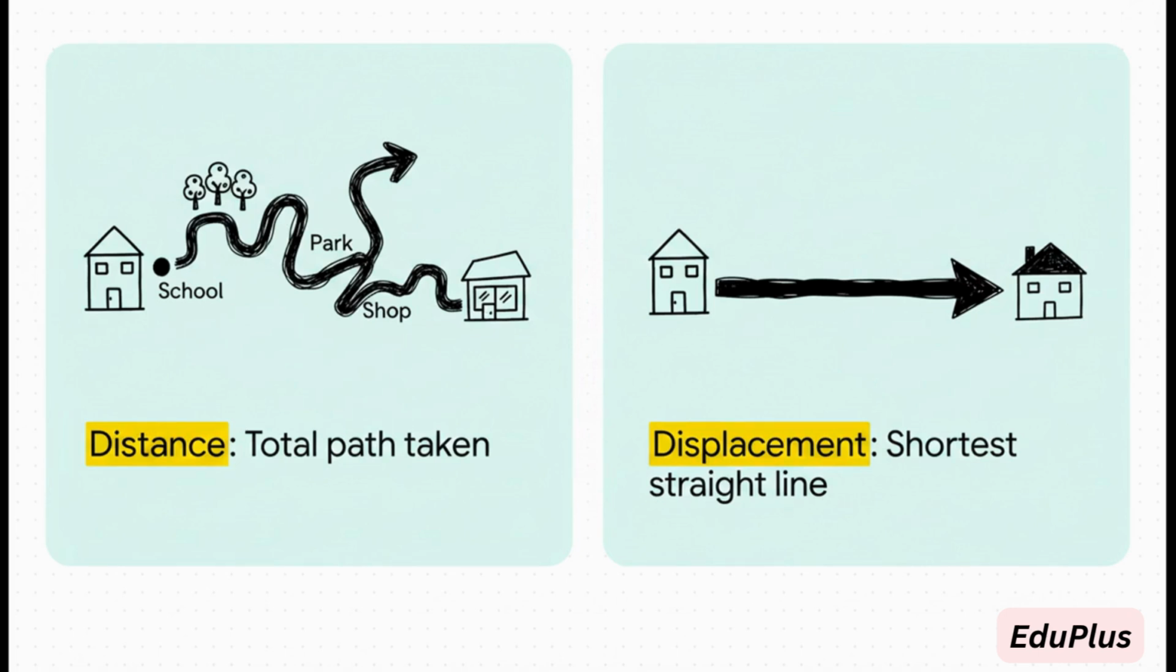Your total distance covered is 1 plus 1 plus 1, which equals 3 kilometers. But your displacement, that's just the direct straight line from the school straight to your home. Even if there's no actual road there, that direct shortcut might only be 2 kilometers. So distance is your actual journey, displacement is the ultimate shortcut.